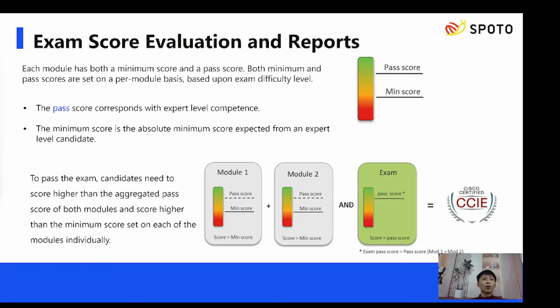And what about the exam score? To pass this exam, candidates need to score higher than the aggregated pass score of both modules, and at the same time score higher than the minimum score set on each of the modules individually.